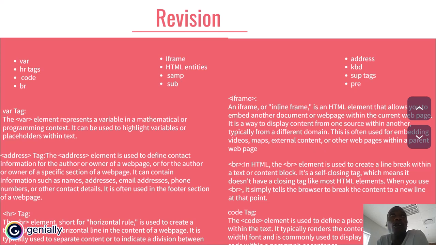Okay, so let me just reread that again because I want to talk about it. An iframe or inline frame is an HTML element that allows you to embed another document or web page within the current web page. It is a way to display content from one source within another, typically from a different domain. This is often used for embedding videos, maps, external content, or other web pages within a parent web page. So can anyone just explain that?